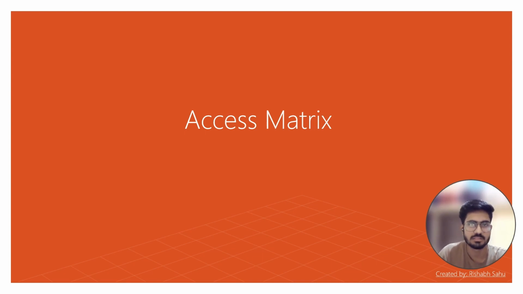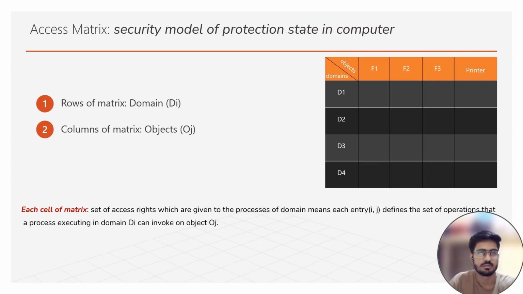I'm talking about the access matrix today. The access matrix is a security model of protection state in a computer. There are two main things: domains and objects. Objects are in columns and domains are in rows. That is represented by di and oj.